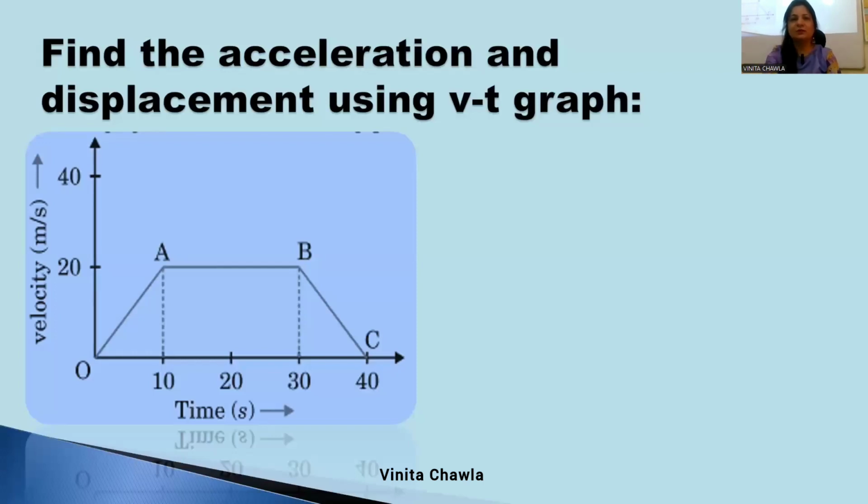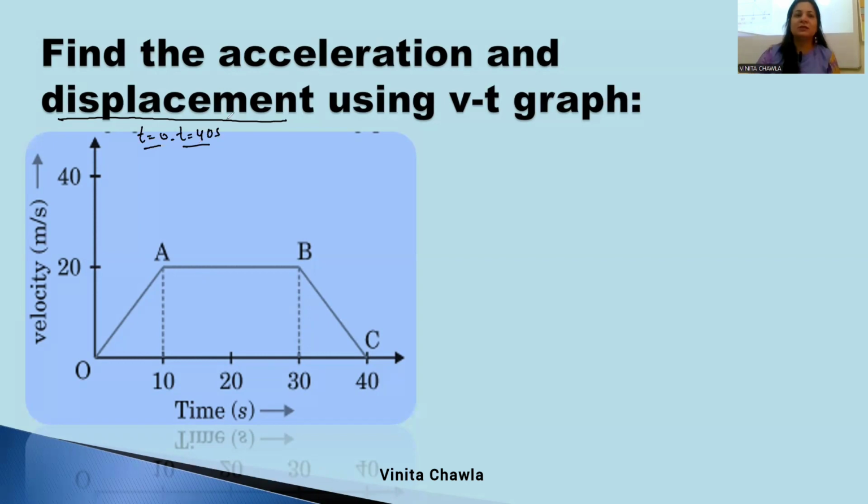Next, we have this question. Find the acceleration and displacement using the VT graph. We can find displacement for the whole journey, if the object is moving from time t equals 0 to t equals 40 seconds. It's easy to find displacement, right? From 0 to 40, because we can find the area under the curve. It's a trapezium, so we can easily find the area of the trapezium.